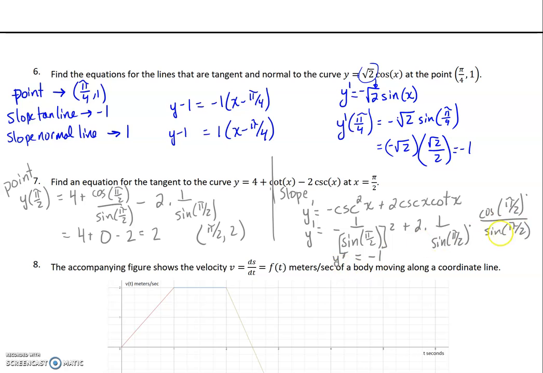So now I have my slope, I have my point, and I can write my equation for my tangent line. It's y minus 2 equals negative 1 times x minus pi over 2.